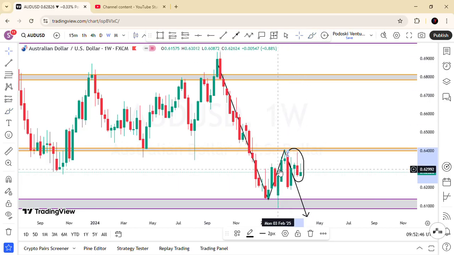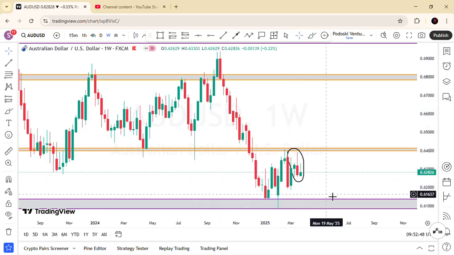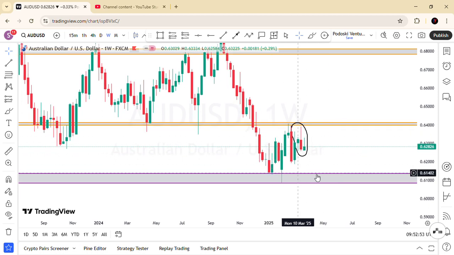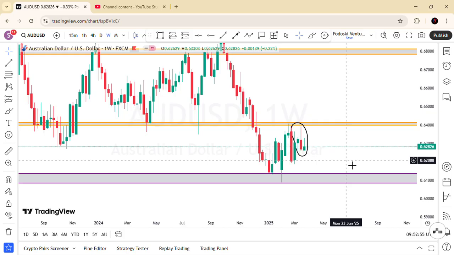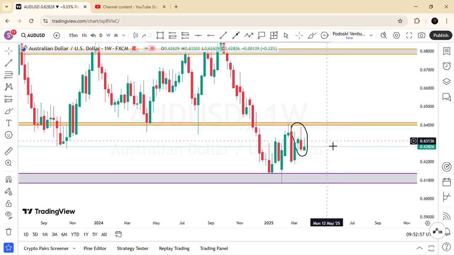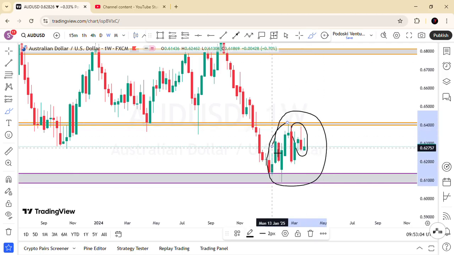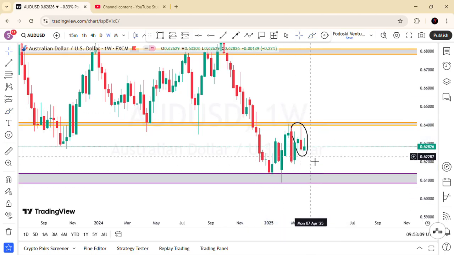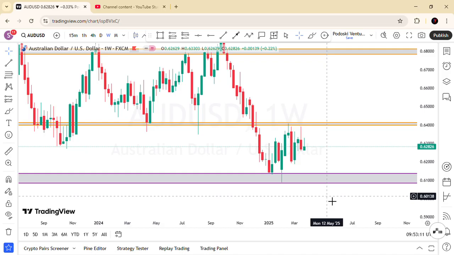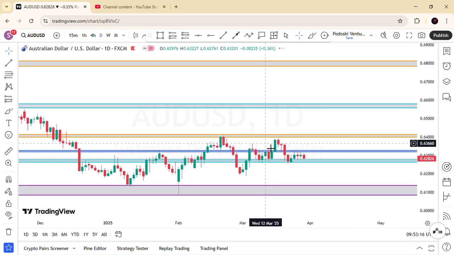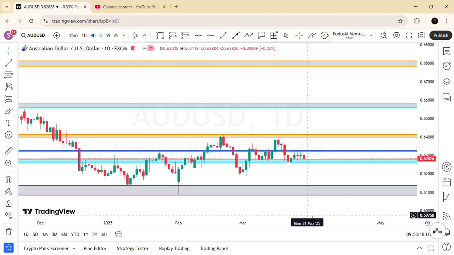So this should tell us that AUDUSD is kind of bearish here. But is it bearish? Let's look at how price is behaving in this space. It's not clear for me. So let's go to the daily time frame and see if the market is really bearish.